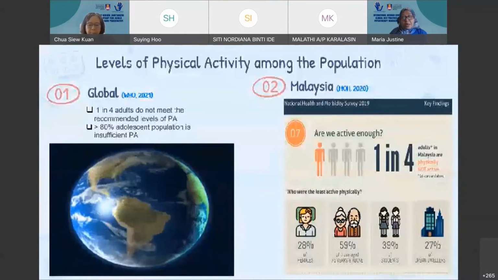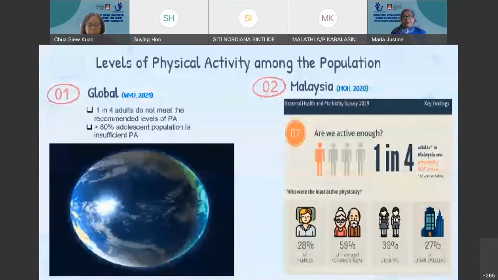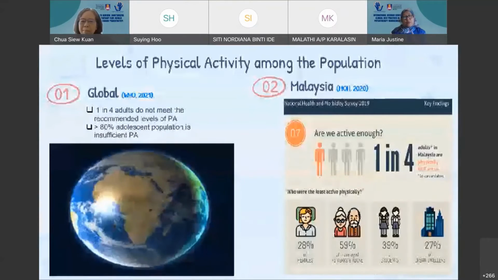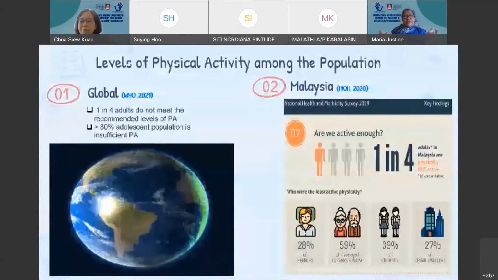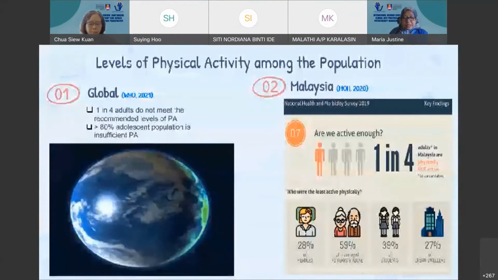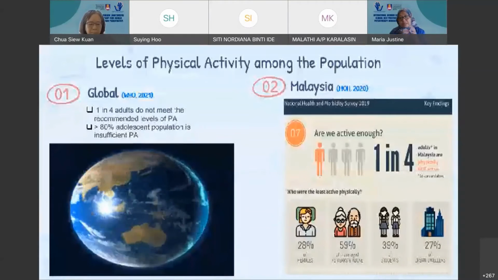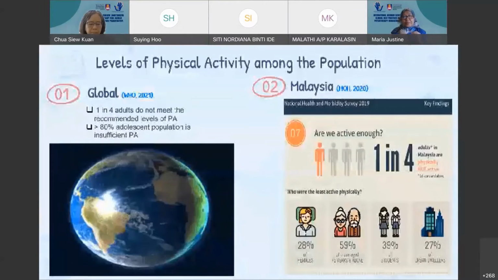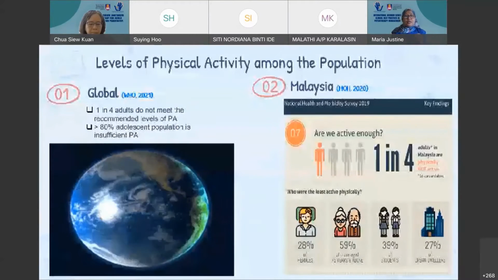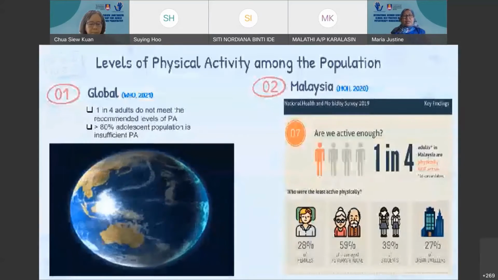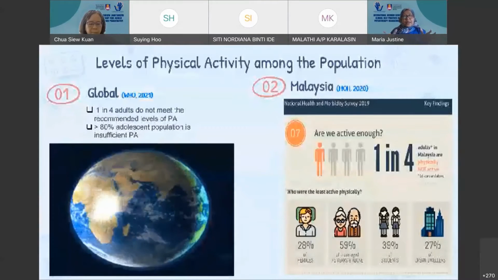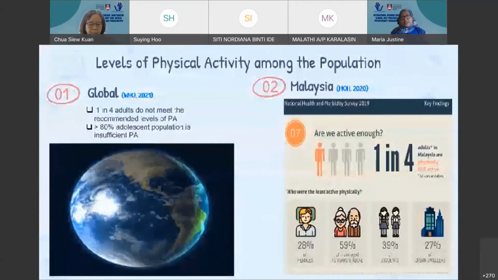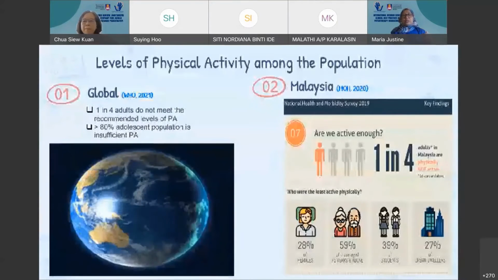And who are these populations who are not active? The majority of them are females. 59% are those aged 75 years and above, and we know the reasons for them being physically inactive. 39% of the inactive population are students, and 27% are urban dwellers. So these figures indicate that as physiotherapists, we need to target these populations in our interventions.